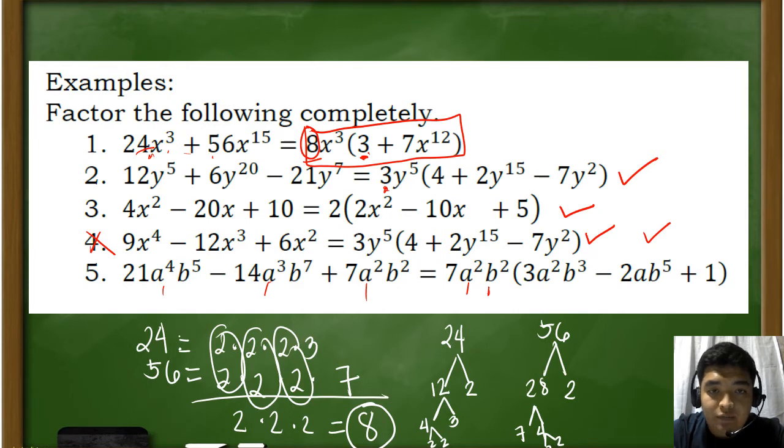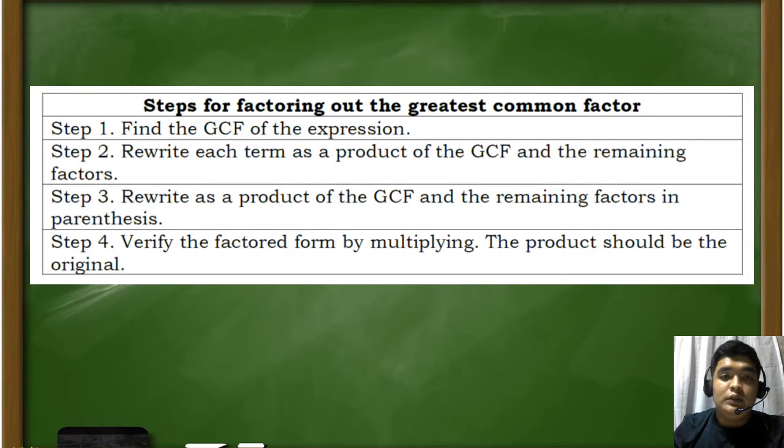For 21, 14, and 7, what number can divide them? Of course, that is only 7. Then 21 divided by 7, 14 divided by 7, and so on. Okay, let's proceed. Okay, so we have the steps for factoring out the greatest common factor.